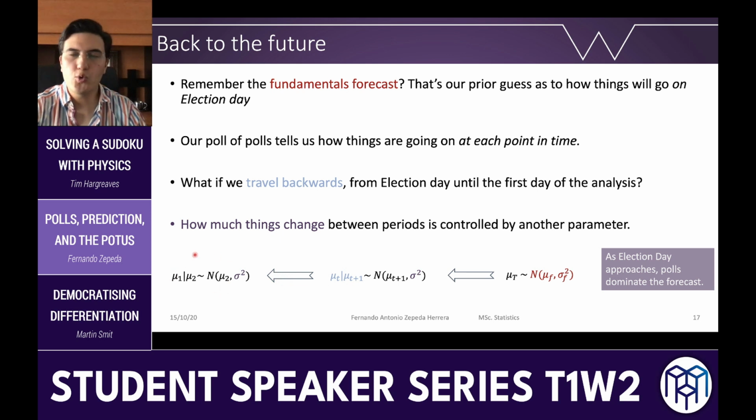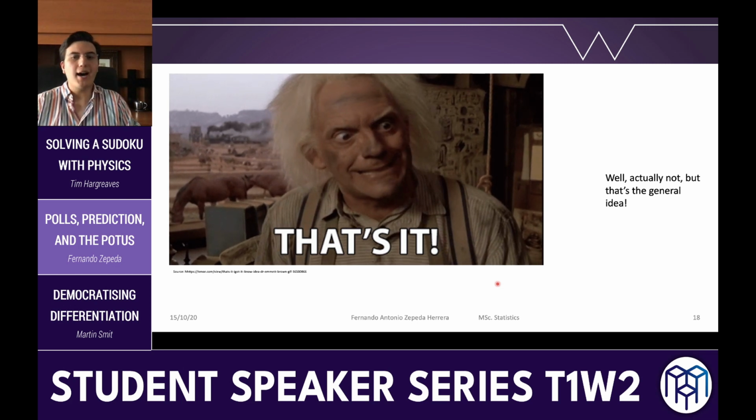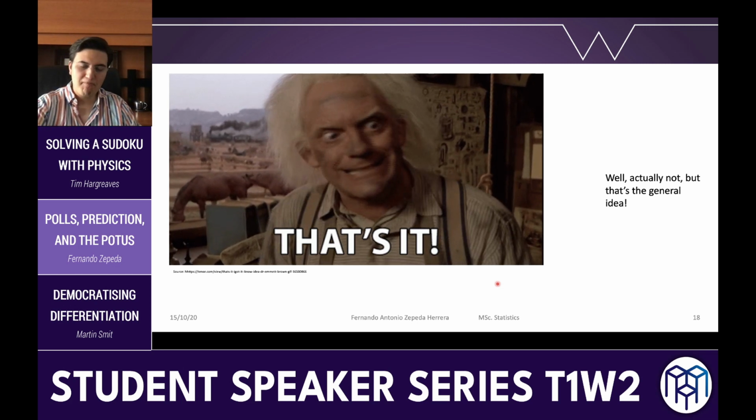When we only have few polls and there's a lot of time between the last poll and the election, there's a lot of time for this drift to eventually converge to our prior forecast. So the forecast will have a lot of impact. But once the tendency starts being clear and there's less time, as election day approaches, then the polls are going to dominate the forecast and our prior will not have as much of an effect. And that's basically it. Well, actually not, but that's the general idea.